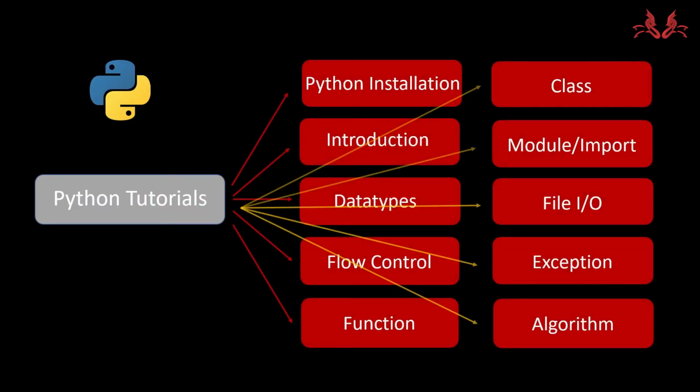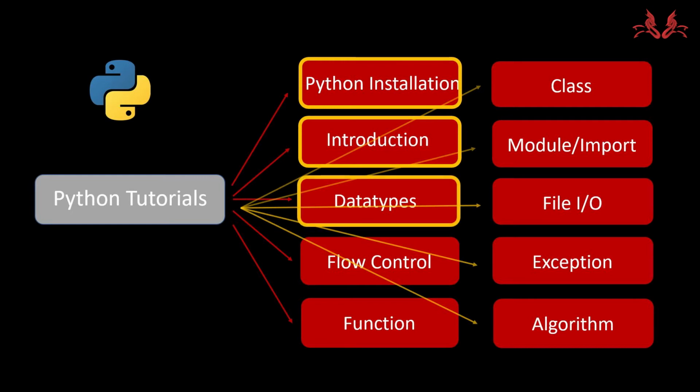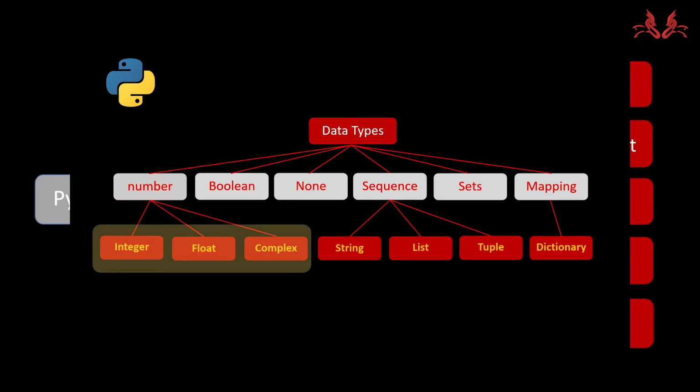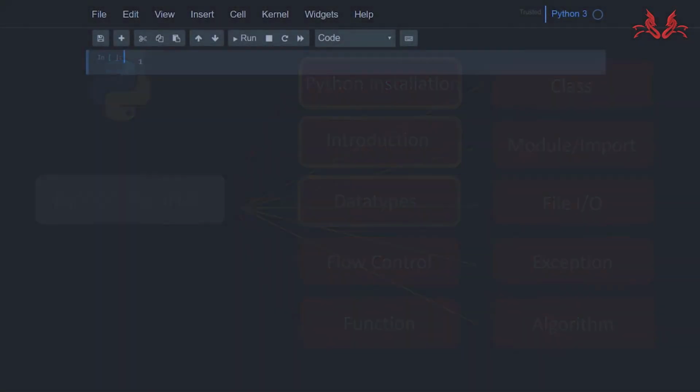This is the organization of these Python tutorials, and in the previous episode we talked about the parts of Python installation and introduction, and now we are going to talk about the parts of data types. In the previous episode, we saw data types include number, boolean, sequence, set, and mapping. And number also includes integer, float, and complex. Alright, let's take a look at integer, float, and complex. At first, we are going to talk about the integer and float.